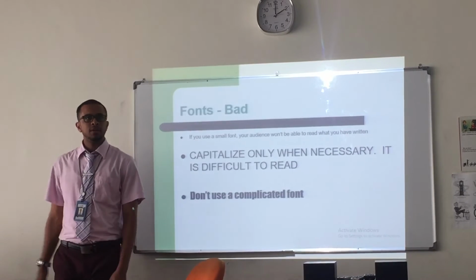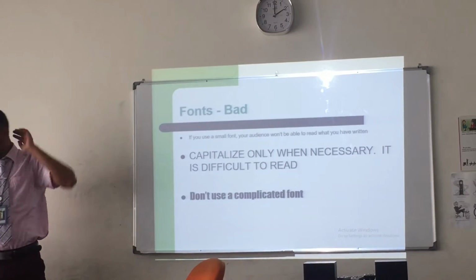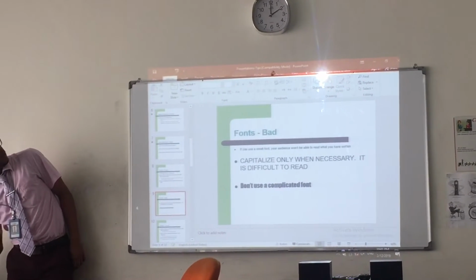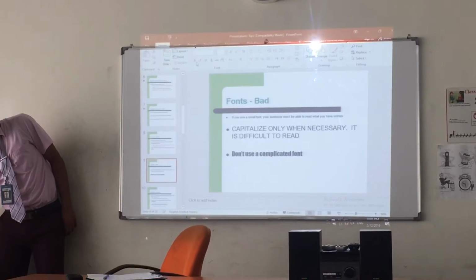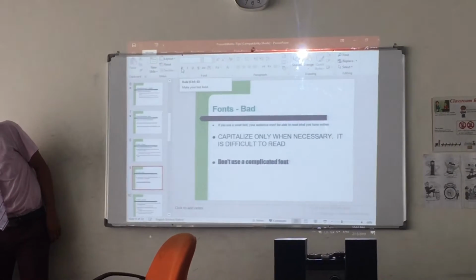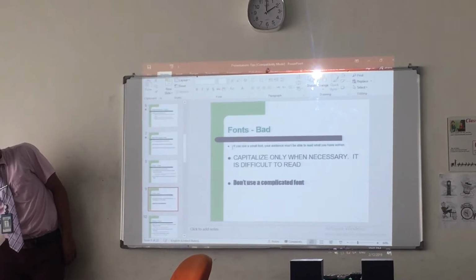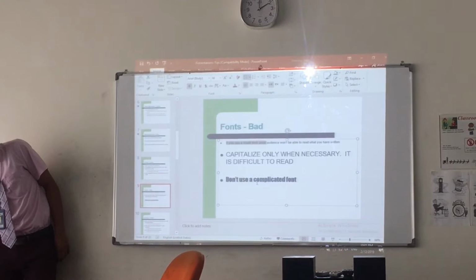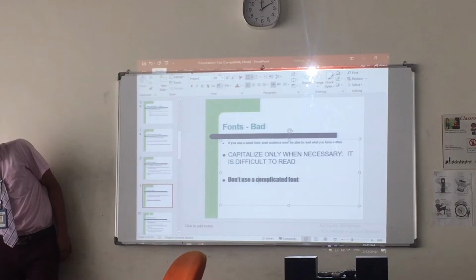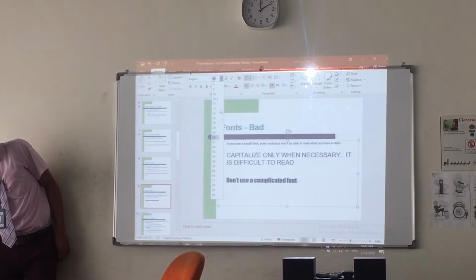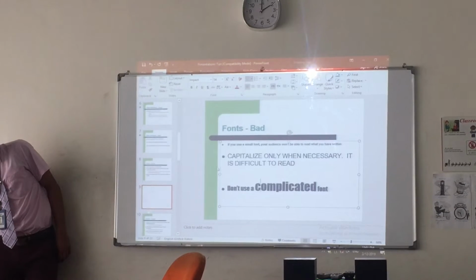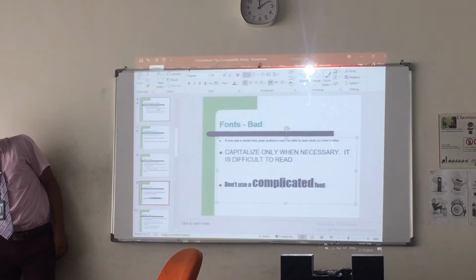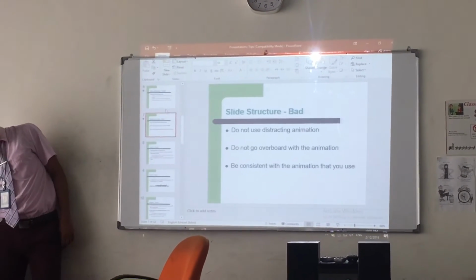You know how to make bold? When you click on this B, this is bold. For example, I want to make this bold, I go here, and it becomes bold. If you want to make it bigger or smaller, you can choose from here. So that's a bad example.